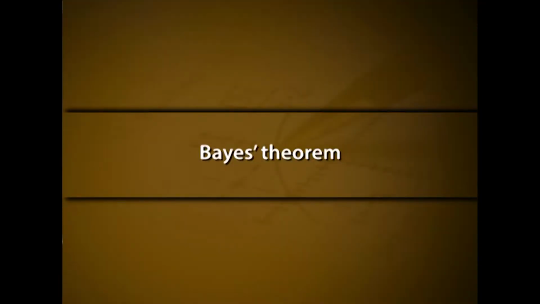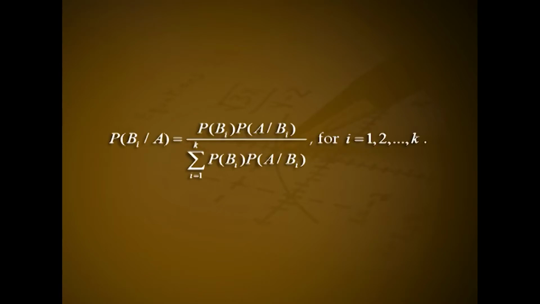Bayes theorem. If an event A can happen if and only if one or the other of a set of mutually exclusive events B1, B2, etc., Bk happens, where P of Bi not equal to 0 for i equal to 1, 2, etc., k, then P of Bi given A equal to P of Bi into P of A given Bi divided by summation i from 1 to k P of Bi into P of A given Bi for i equal to 1, 2, etc., k. Next, we consider more problems arising from various situations that can be solved using Bayes theorem.